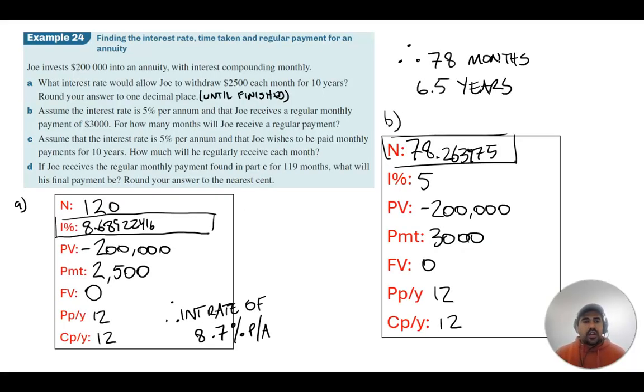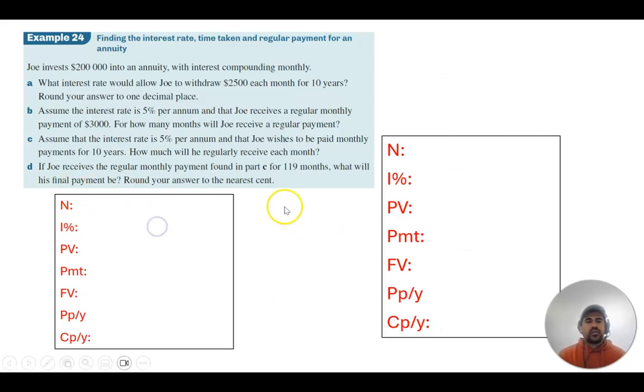Oops. Now we've got one more example. Not one more example, two more questions for example 24. I'll just make a new page for this. All right. Question C, assume that the interest rate is 5% per annum, just like the previous one, and that Joe wishes to be paid monthly for now 10 years. So 6.5 years, it's not going to cut it for Joe. We want this for 10 years. How much will his regular payments be? It's a bit of a tongue twister.